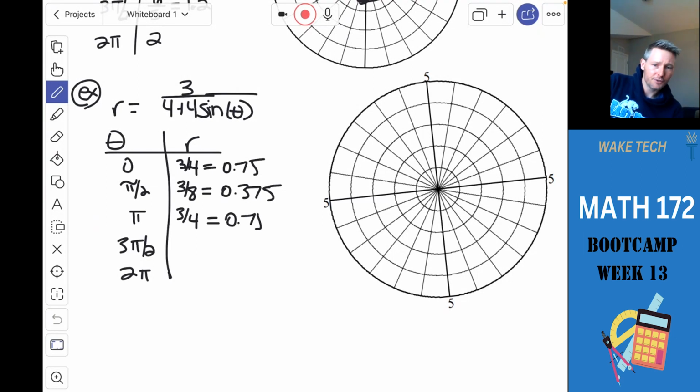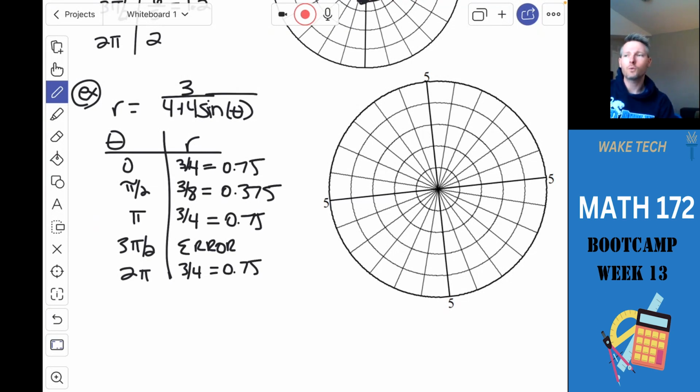If we calculate it at 3 pi over 2, we're going to actually get an error message. I'll talk about that in a second. If we calculate it at 2 pi, we're back at 3/4, which is, again, 0.75. So you're only going to get this error message for parabolas. We'll talk about why in just a second, but anytime you get this error message, that means the graph of the equation is a parabola.